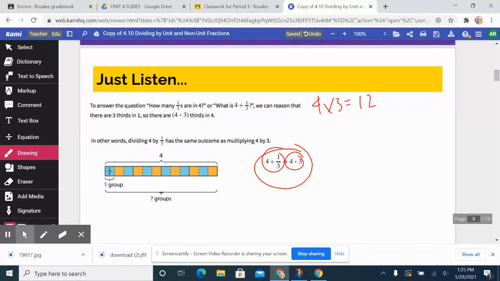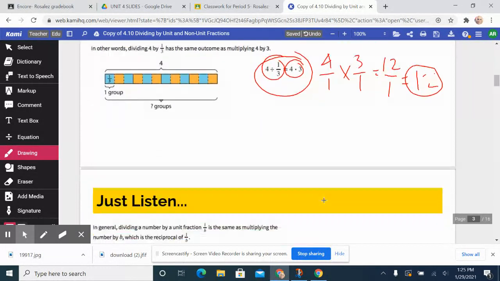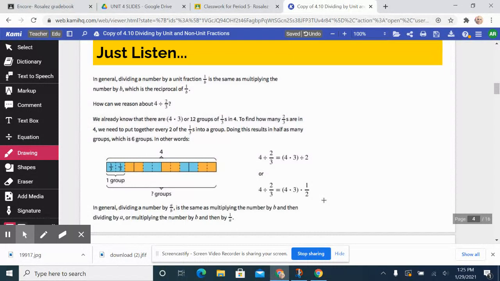Now, if I work this out where I keep, change, flip, that would be 4 over 1 times 3 over 1. So 4 times 3 makes 12 over 1. Well, you don't need the 1. That also equals 12. So notice how if I did 4 divided by the fraction, I get 12, and if I do 4 times 3, I get 12. So I get the same outcome, and that's when I'm multiplying by the reciprocal. It says, in general, dividing by a unit fraction 1 over b is the same as multiplying by b, its reciprocal. So that's kind of what I just said.